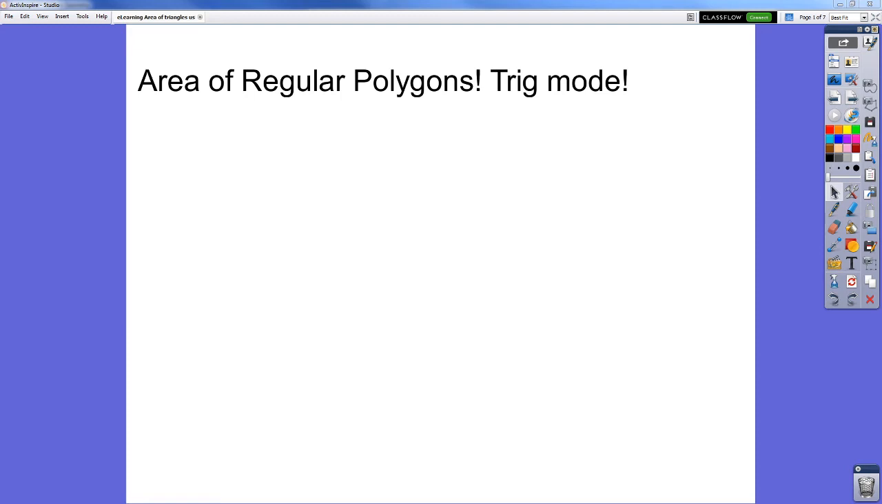Hello again. We're going to go ahead and move forward. So we are getting closer and closer to being able to just find the area of a regular polygon. There's a little diversion I want to make to talk about triangles.